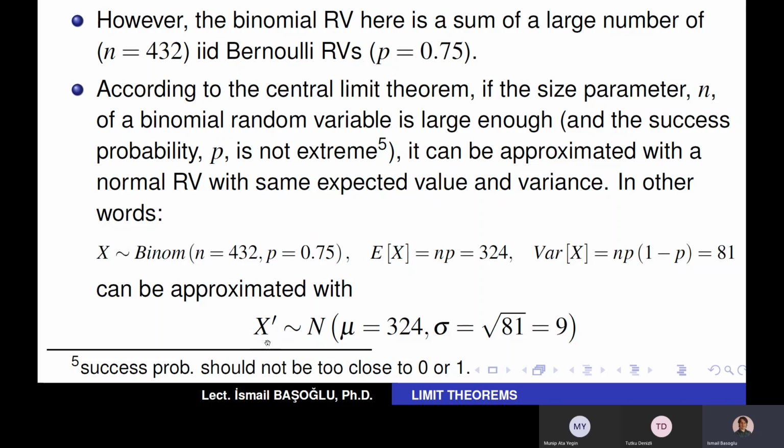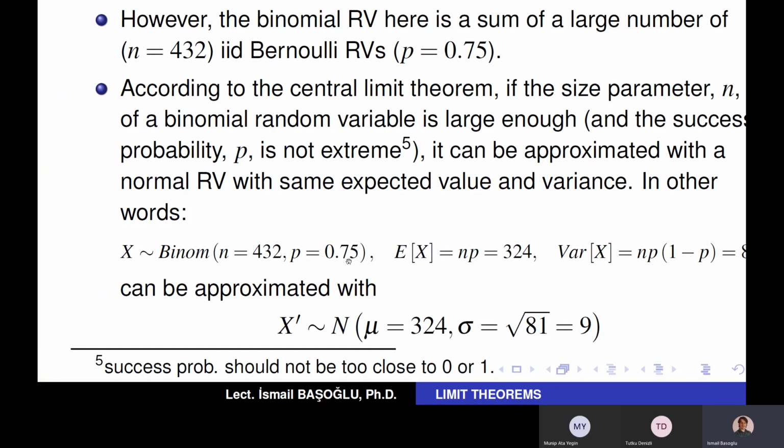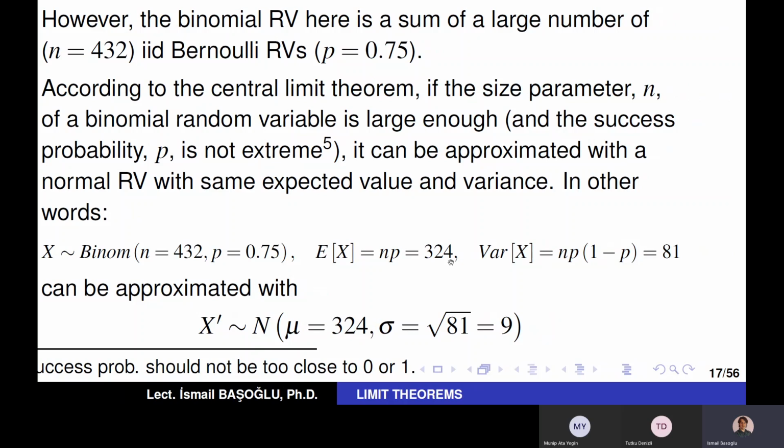that binomial random variable with a normal random variable, which has the same expected value as the binomial random variable and the same variance as the binomial random variable. Now, with this size parameter and the success probability, the expected value of X is going to be equal to n times p, which is 324. So the average of this binomial random variable is going to be 324, and the variance will be n times p times 1 minus p, which is equal to 81. So if you plug in 432, 0.75 and 0.25, you would get 81 as the variance.